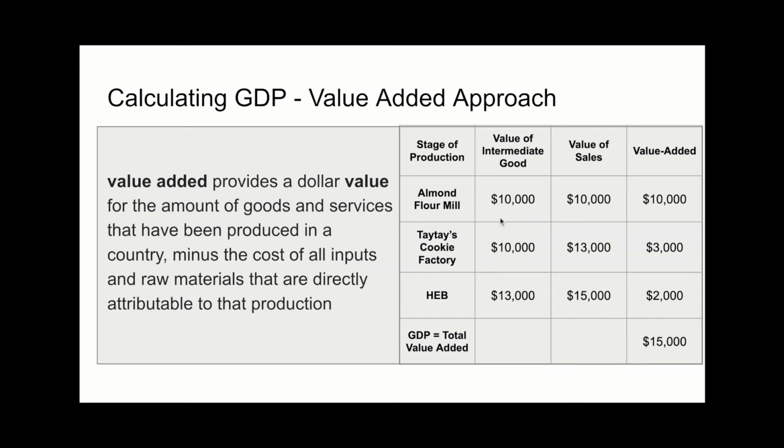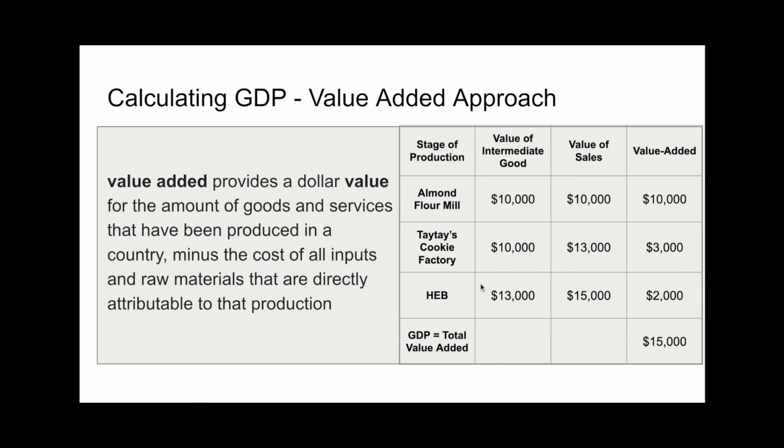All right, now Tay-Tay's Cookie Company has bought that flour for $10,000, so we have $10,000 worth of goods so far. We then turn it into cookies and sell them to places like H-E-B for $13,000. And so the amount of value that the cookie factory has added to the GDP is going to be $3,000, because that $10,000 already exists. So it doesn't count anymore. We can't count it again because you'd be counting it twice.